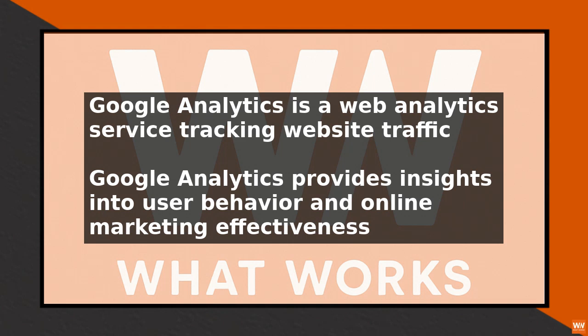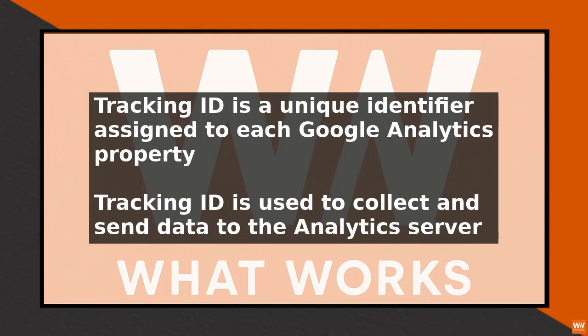The tracking ID is a unique identifier assigned to each Google Analytics property, used to collect and send data to the analytics server. It is typically in the format of UA-XXXXXX and is added to a website's code to enable tracking. Universal Analytics, on the other hand, is an older version of Google Analytics that uses the tracking ID to collect user and session data. It was designed to provide a more comprehensive understanding of user behavior across devices and platforms.